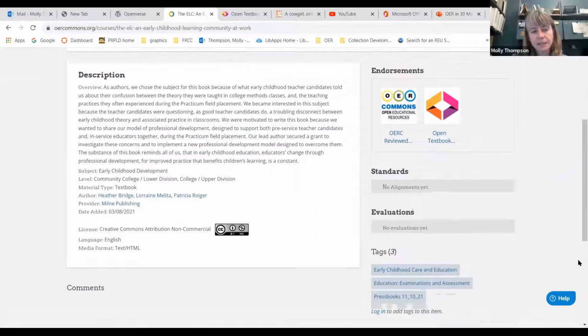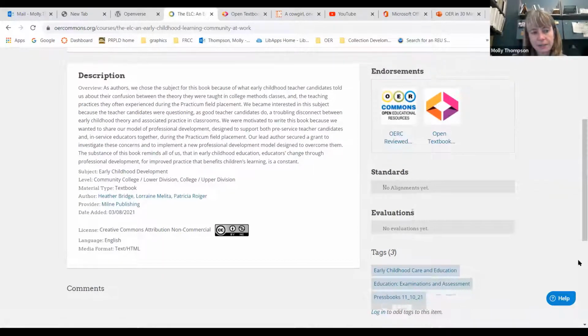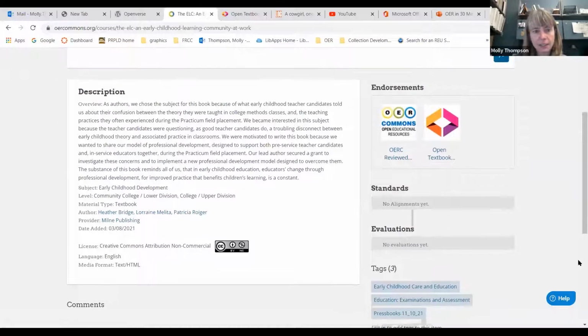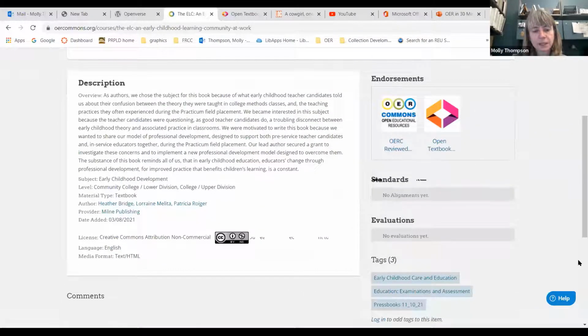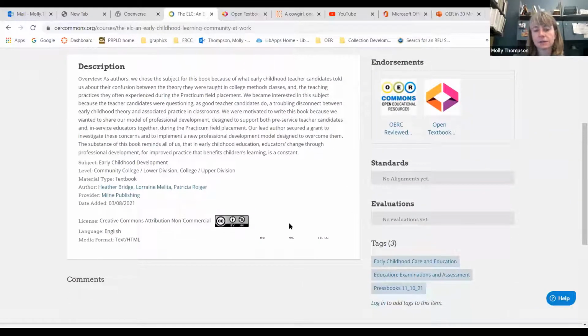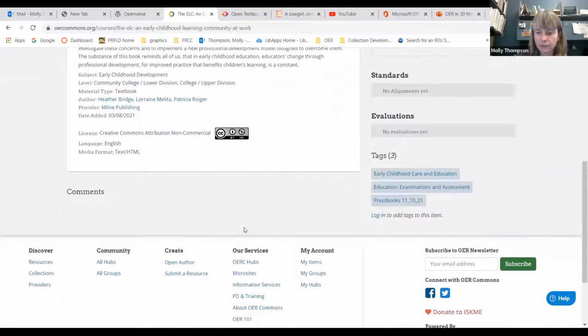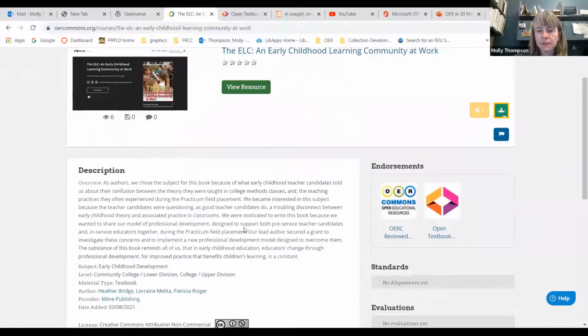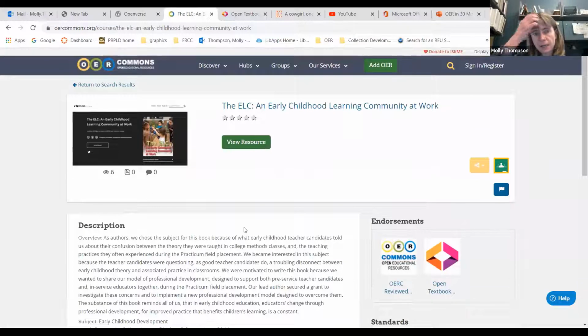And then we can get a description of it to see what we think, when it was added to the collection, and the license too. So this one is a CC BY license. So you need to give attribution, and you can't use it for commercial purposes. So that should be okay, I think, for most of us. So you have that one. There's that site, that's OER Commons.